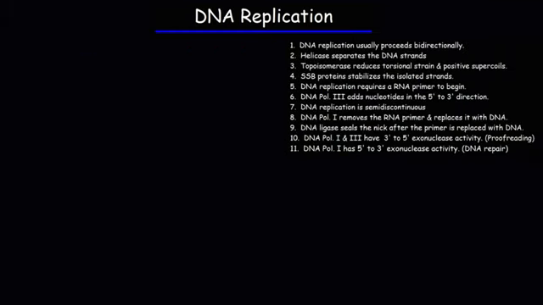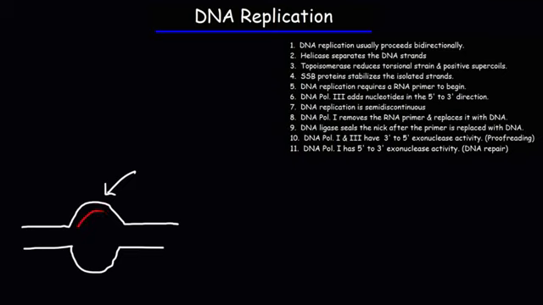Now, there's a lot of other stuff that we need to talk about. One of which is that DNA replication usually proceeds bidirectionally. So what does that mean? Well, let me draw a picture that will illustrate this concept. This bubble that you see between the 2 strands is the origin of replication. In red, this is a new strand being produced. Now in bidirectional DNA replication, the strands can be produced in both directions. Bi means 2.